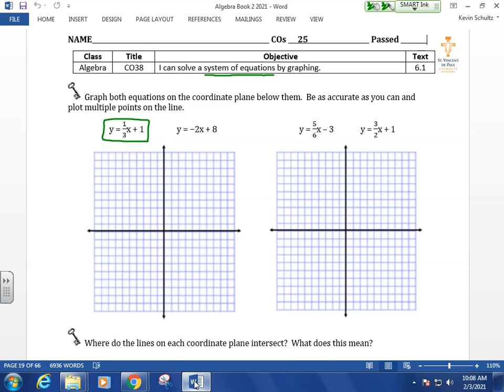Yes. 3, 2. So 1/3 of 3 is 2 plus 1, or sorry, 1/3 of 3 is 1, plus 1 gives us 2. You are correct. 3, 2 is a solution to y equals 1/3 x plus 1, okay?